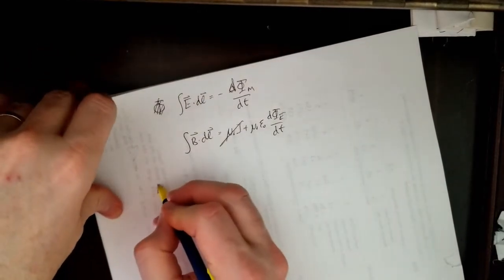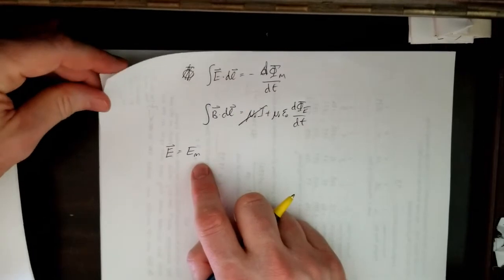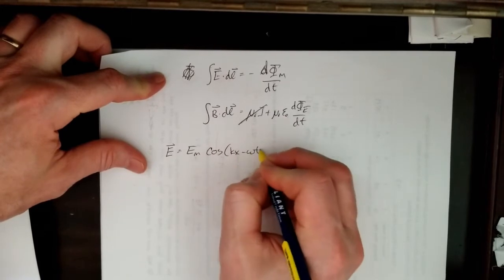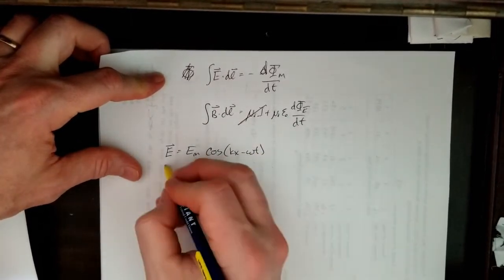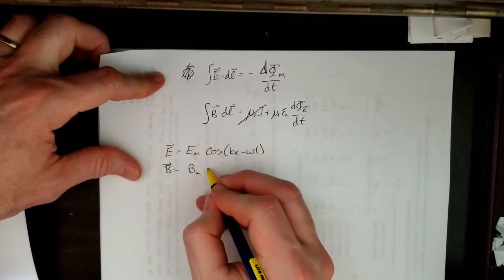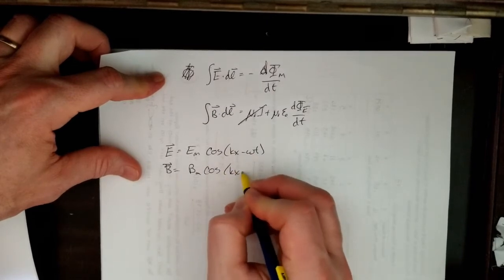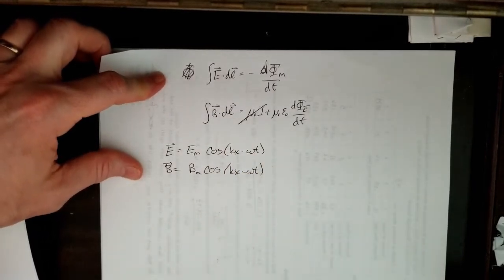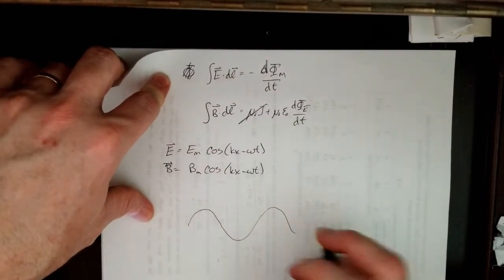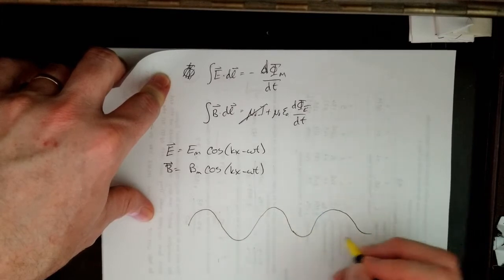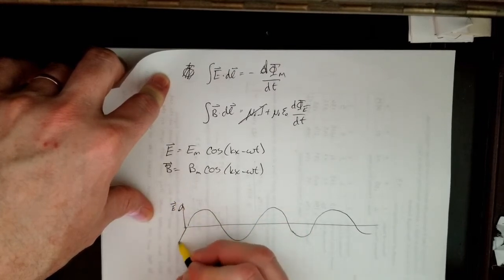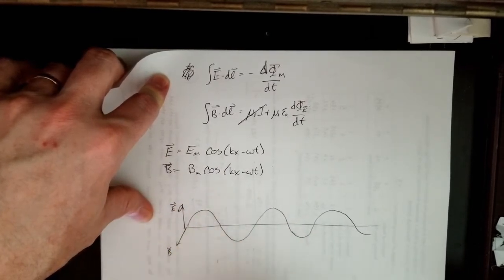I'm going to describe my electric field as maximum electric field strength times cosine of kx minus omega t. My magnetic field is some maximum value for the magnetic field times the cosine of kx minus omega t. They work hand in hand, they'll have the same wave number and the same angular frequency. So if I imagine I have some electric field that's oscillating back and forth, moving with time, that's my electric field. I have a magnetic field that is perpendicular to it, so just go with me on that.